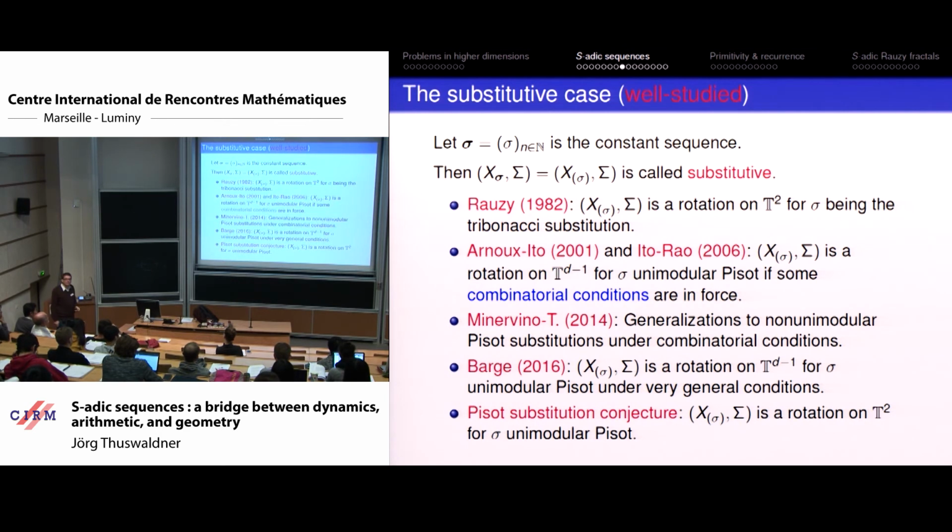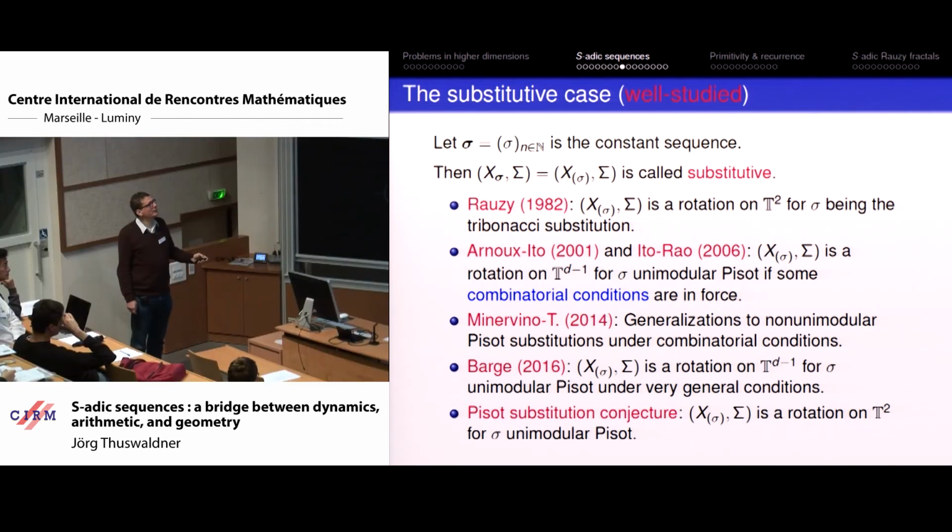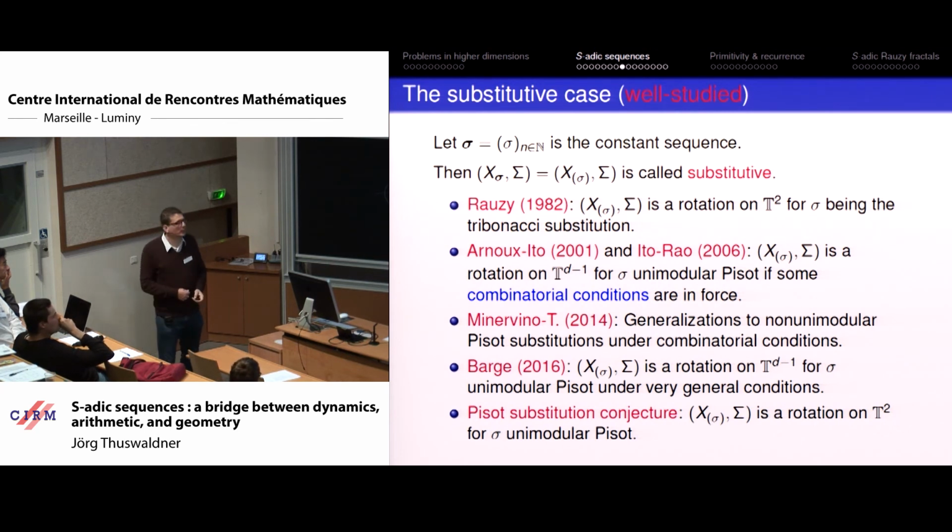What is known about these substitutive sequences? There is this fundamental and important result by Rauzy from 1982, the role model for everything else, you could say. He proved that the Fibonacci substitution I defined before gives rise to a rotation on the torus, so there's a measurable conjugacy. Again, the conjugacy cannot be topological. There's a measurable conjugacy between this system and an irrational rotation by a vector which is related to the eigenvectors of the incidence matrix on the two-torus.